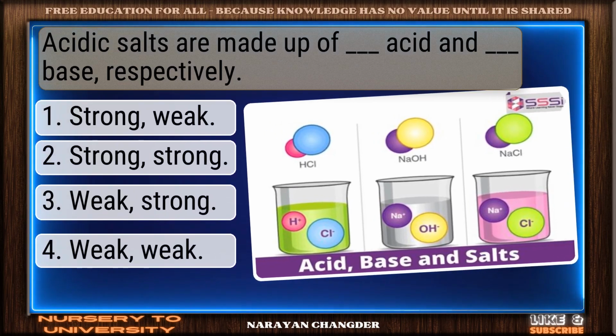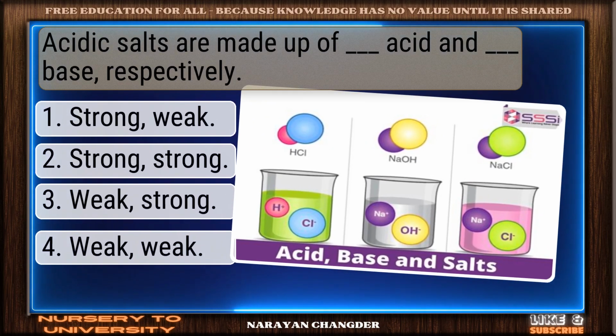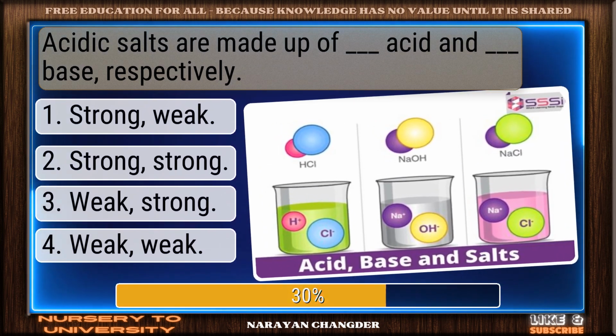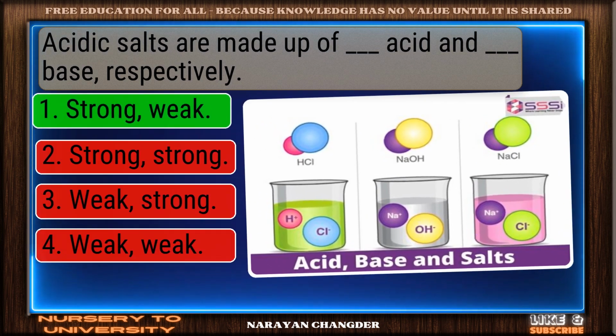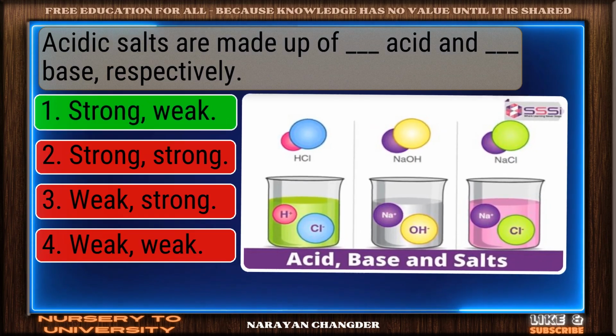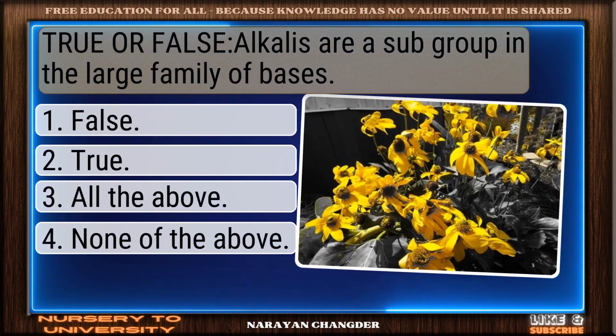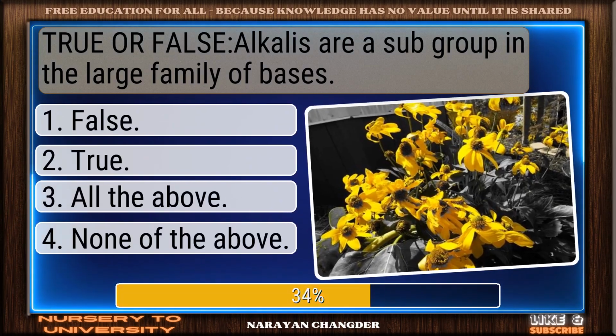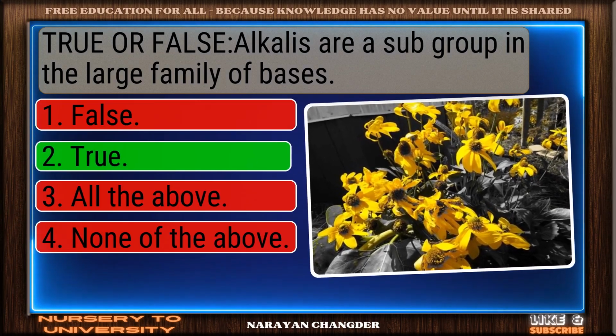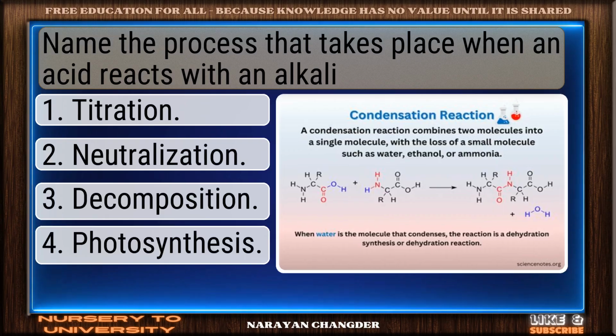Acidic salts are made up of dash acid and dash a base, respectively. Nice work. Strong, weak fits perfectly. True or false? Alkalis are a subgroup in the large family of bases. Great thinking. True is right.